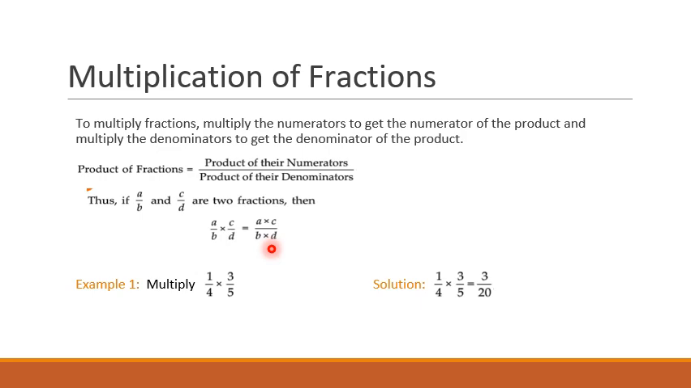Now let's understand it with the help of an example. Multiply 1 by 4 by 3 by 5. So when we multiply, what do we have to do? Multiply numerator to numerator. So 1 multiplied by 3 gives me 3. And multiply the denominators to get the denominator. So 4 into 5 gives me 20. So this is my answer, that is 3 by 20. In this way we multiply the fractions.